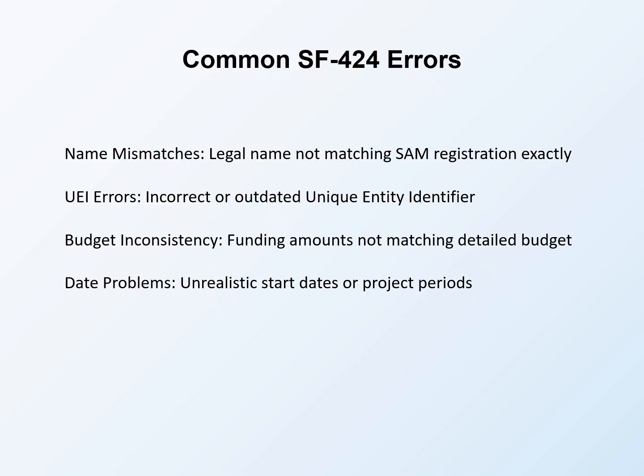UEI errors include incorrect digits, outdated identifiers, or transposition errors. The UEI must be your current valid identifier. Double-check each character against your SAM registration. An incorrect UEI may link your application to the wrong organization or fail validation entirely.